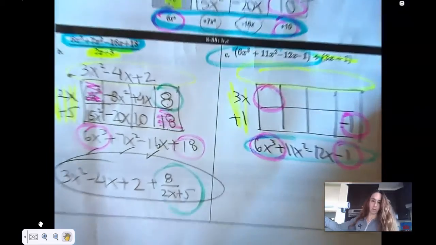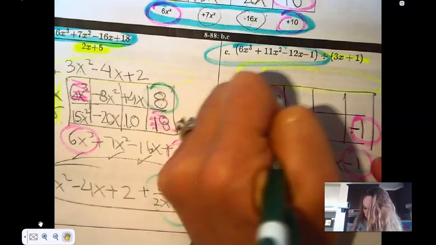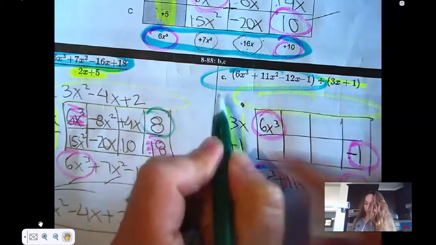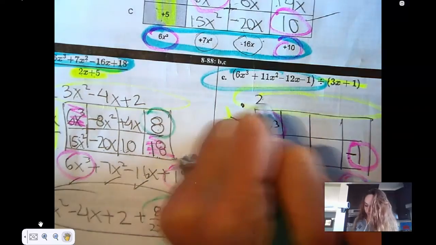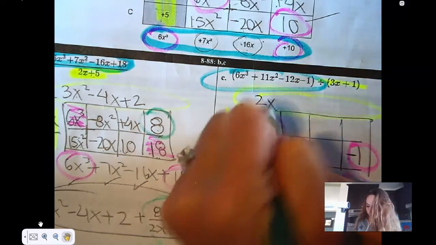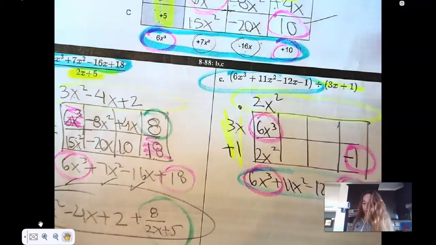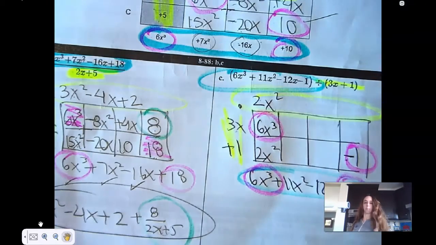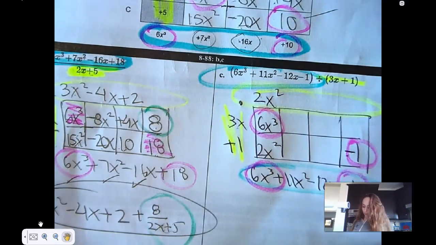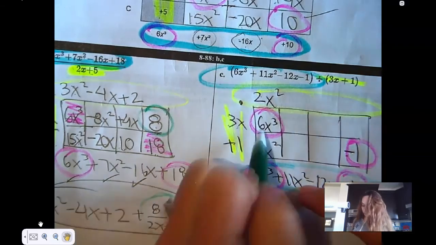So let me zoom in a little bit. 6x cubed. Okay, so I'm going to be multiplying. Careful, don't put 3, because it's 3 times 2 gives me 6, 2x squared. This times this gives you this. Some of you go, I kind of like this, because this is a fun little game. All right? Now, if I did the 6x cubed, that's done.